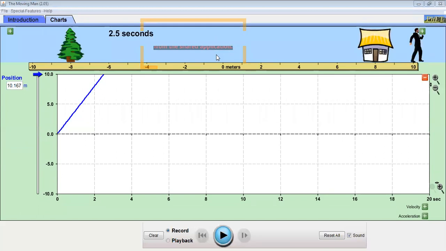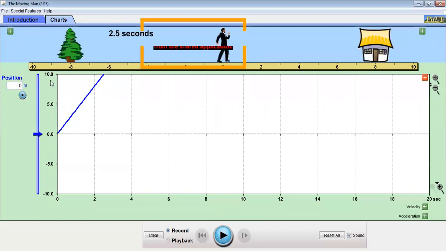Exactly. So that's what we have discussed, that the more the steepness of the line, the more the velocity of the object. And it's very simple to find the velocity. What you have to do? You have to just find the slope of the line. Clear?